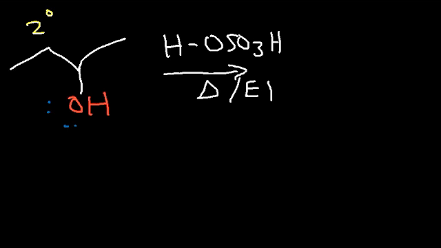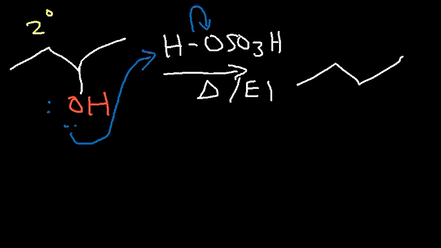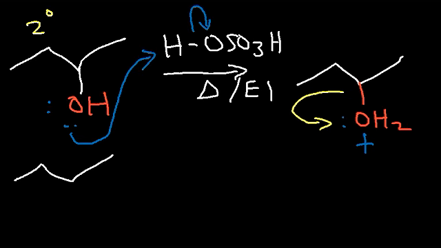Right now the OH is a poor leaving group, but once you add a hydrogen to it, it's going to turn into a better leaving group. And so it's going to turn into OH2. Whenever oxygen has 3 bonds, it's going to have a plus charge. In the next step, the leaving group is going to leave. And so we're going to get a secondary carbocation.